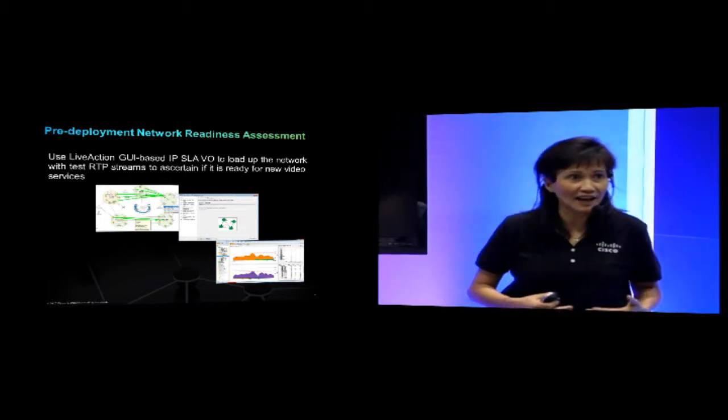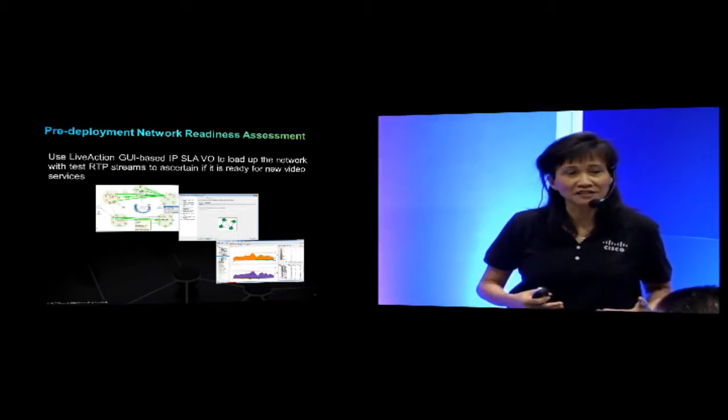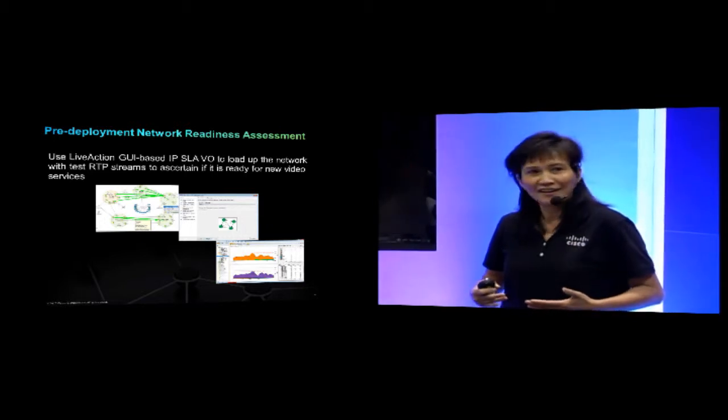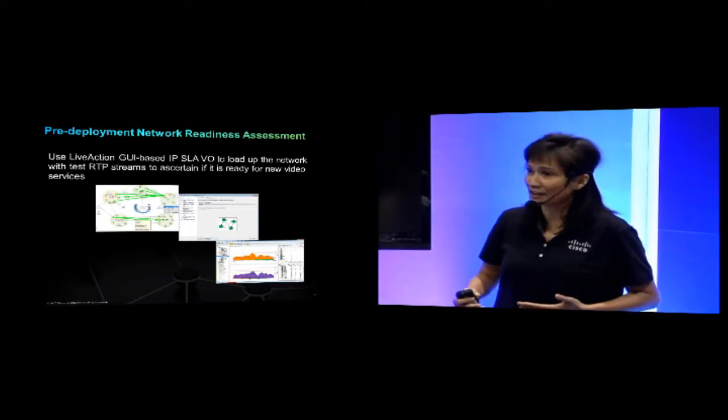You can use IP SLA VO to generate synthetic traffic that mimics the characteristics of real traffic, and then be able to understand how much traffic the network can handle. But to do this in CLI requires a lot of different steps, and when you display the result using CLI, you have to correlate it, and it takes a lot of time and effort.